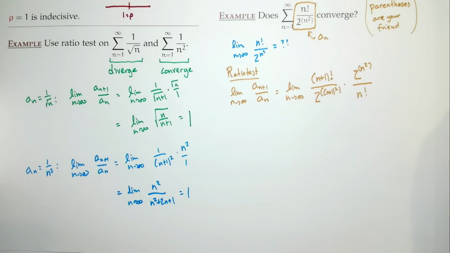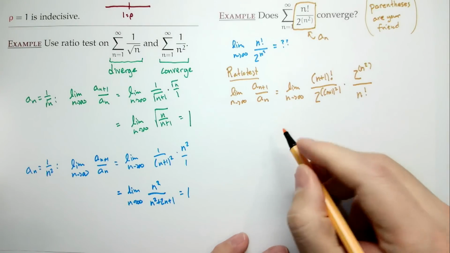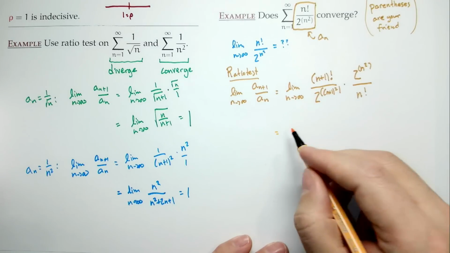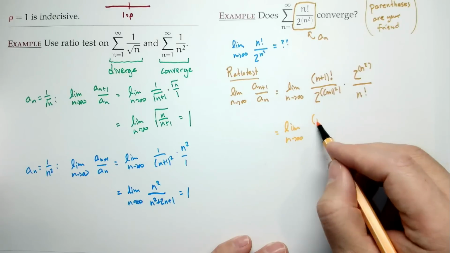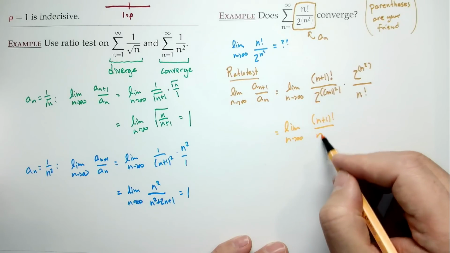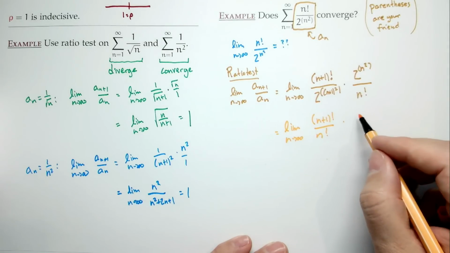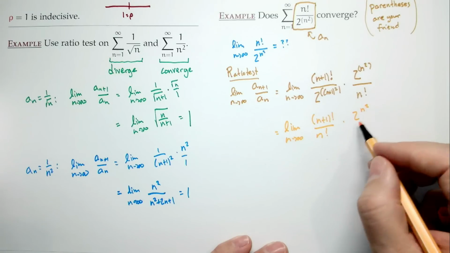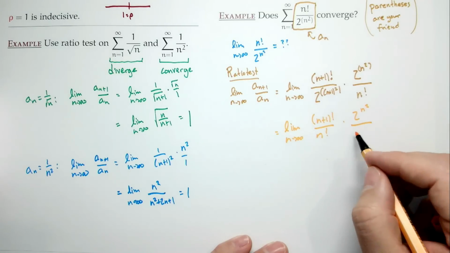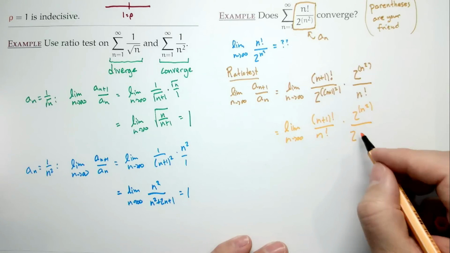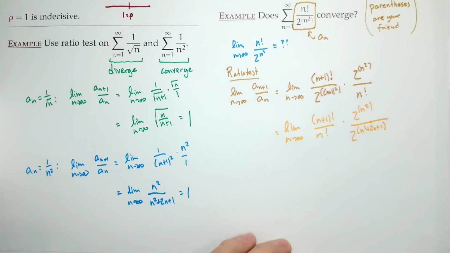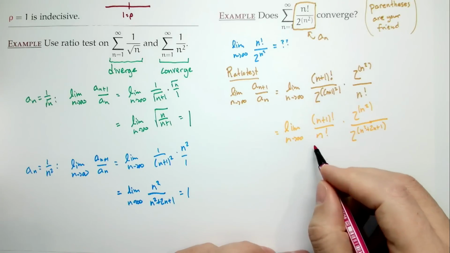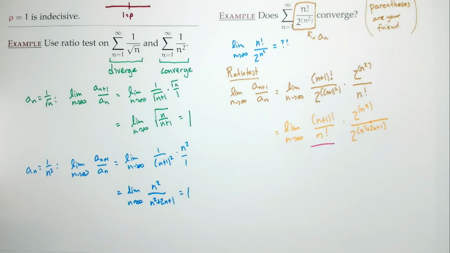So, if we rewrite this, this is the limit as n heads off to infinity of n plus 1 factorial over n factorial times 2 to the power n squared, divided by 2 to the power, and I can multiply that out, n squared plus 2n plus 1. All right? So that's what we have. Now, we've got to deal with both these pieces. So let's talk about n plus 1 factorial over n factorial.